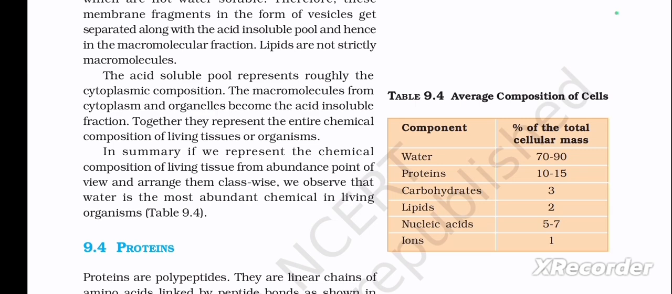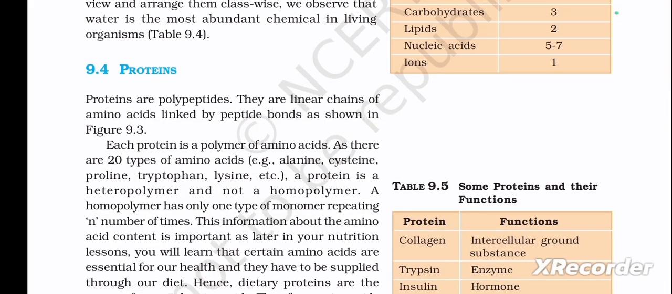The table 9.4. So here in the table, the average composition of cells is given, the component and percentage of the total cellular mass. Water, that is 70 to 90 percent its composition. Proteins 10 to 15% of the total cellular mass. Carbohydrates is 3%, lipids is 2%, nucleic acids is 5 to 7%, and ions is 1% of the total cellular mass. Next, 9.4, proteins. Proteins are polypeptides.